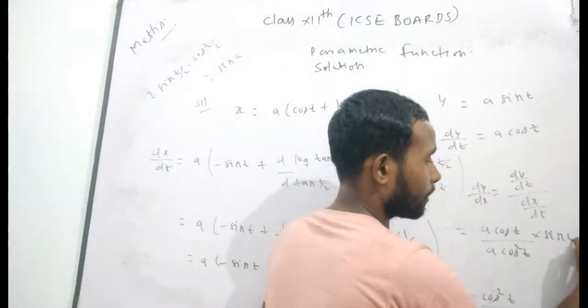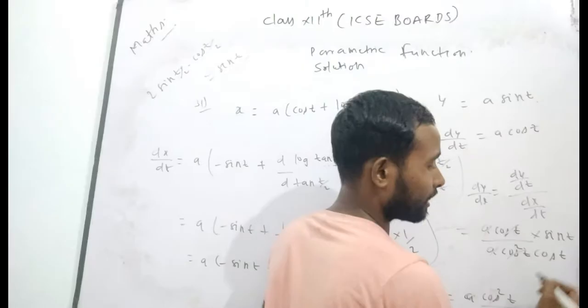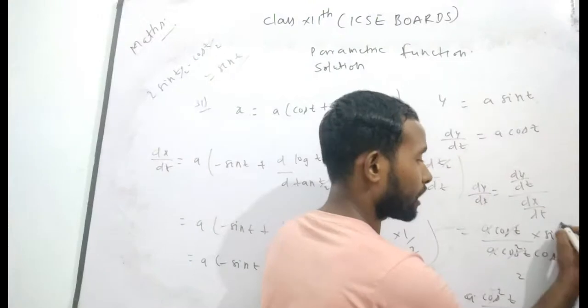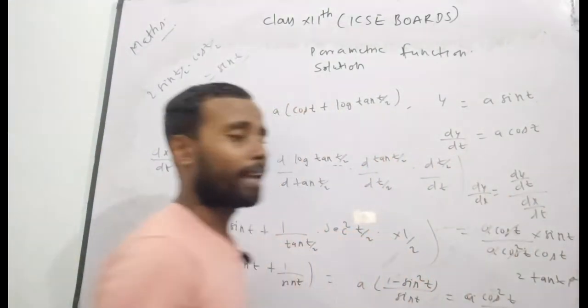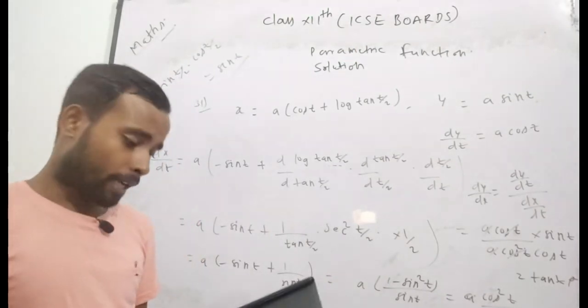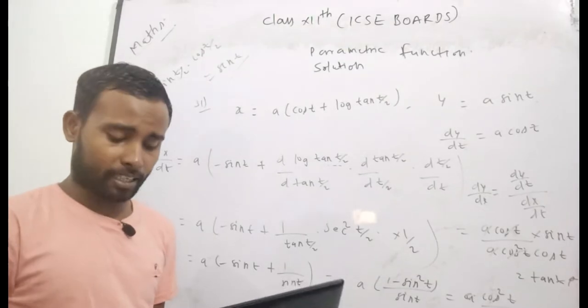In that case sin t will go in the numerator. a cancels, cos t cancels, cos square t by cos t. Finally you will get sin t by cos t, which will be tan t. I think again you understand very well. Now this is a very good problem and it is also given in NCERT books.